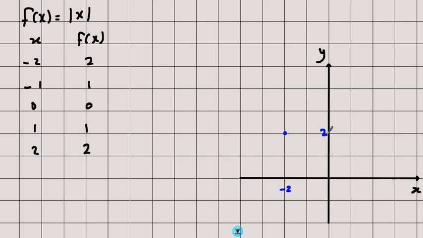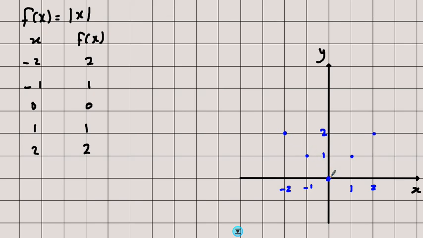When x is negative 1, y is 1. So we have a point here. 0, 0 is the origin. Then when x is 1, y is 1 as well. And when x is 2, y is 2. Now this looks interesting because if you look at it, those 3 points seem to be on a straight line, and those 3 points also seem to be on a straight line.